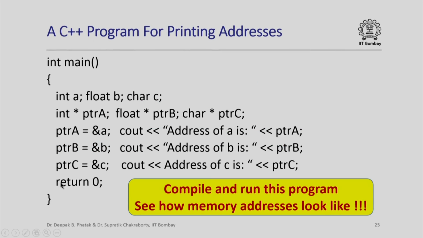And to sum it all up, here is a simple C++ program for printing addresses. We have the same 3 variables we had earlier. We have introduced 3 new pointer variables, each a pointer of the appropriate variable's data type, and then we just take the addresses of these 3 variables and put them in the appropriate pointer variables and print them out. So, I encourage all of you to compile and run this program and see how memory addresses look like.